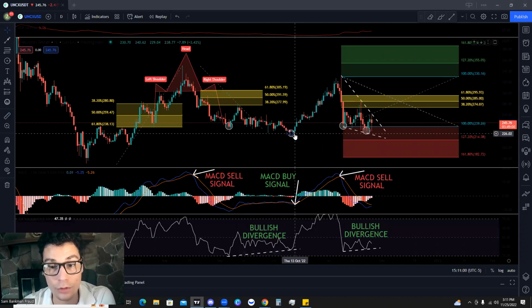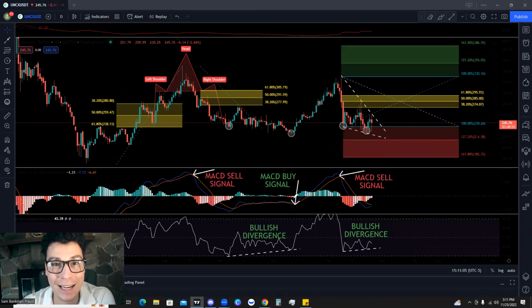Now, what made that move easier to spot, and maybe not easier, but also you could have had more confidence in that trade to the upside there, was combining some of your signals.